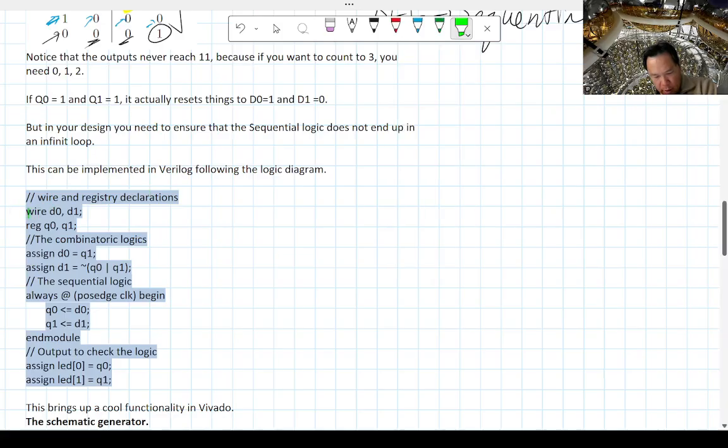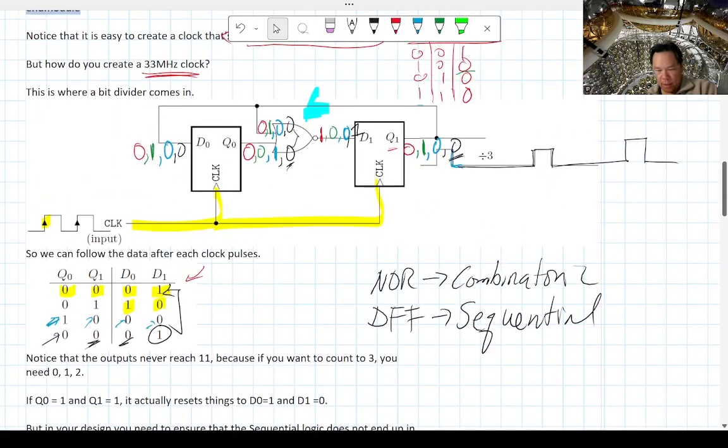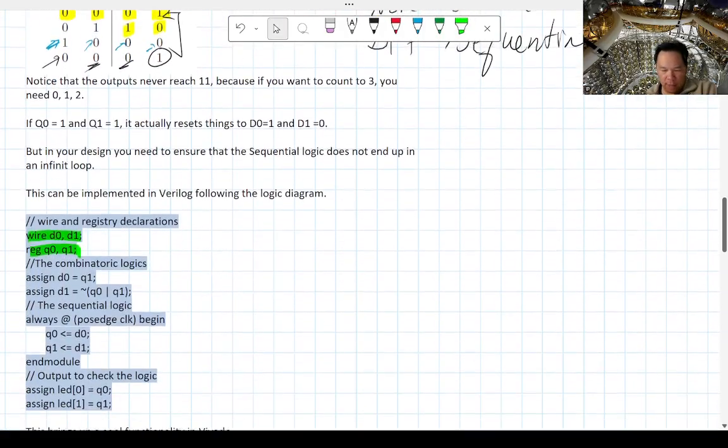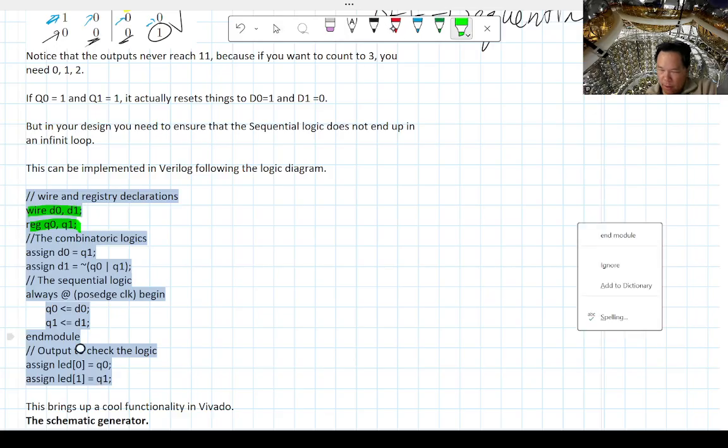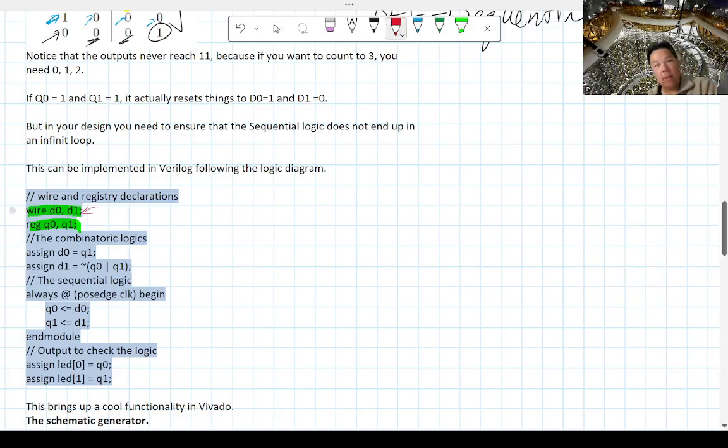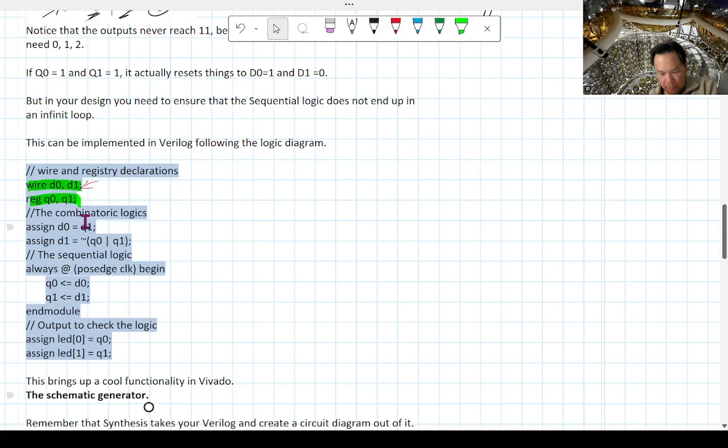What I do is declare these wires to be exactly the same names as what we saw up here: D0, Q0. I didn't do the capitalization because I didn't want to push shift when I typed these in. But the important thing is that D0 and D1 can be wires because they are not registers. They are wires that are connected from the output of those registers back to the input. The Qs have to be declared as registers because they are part of the sequential part.